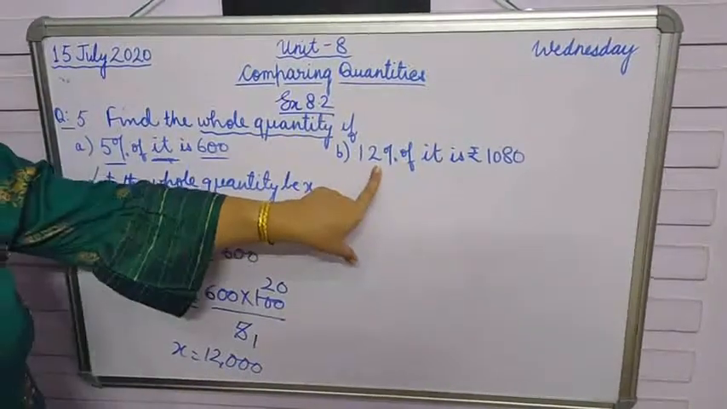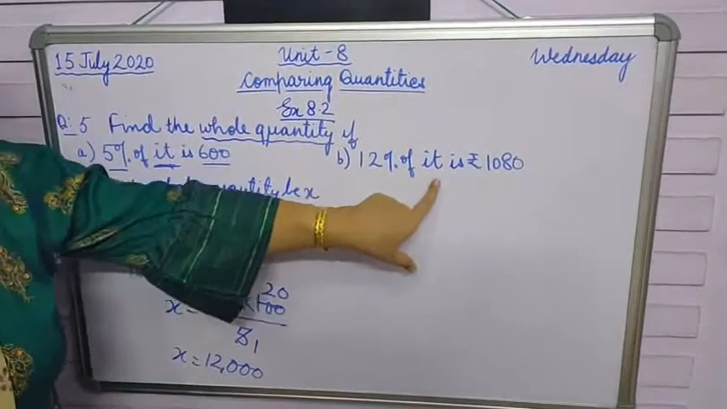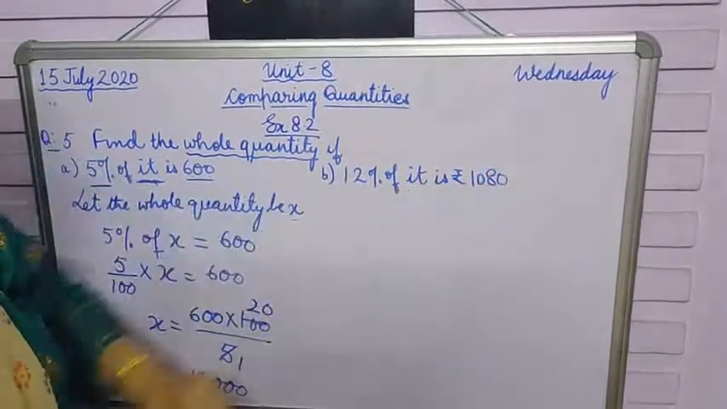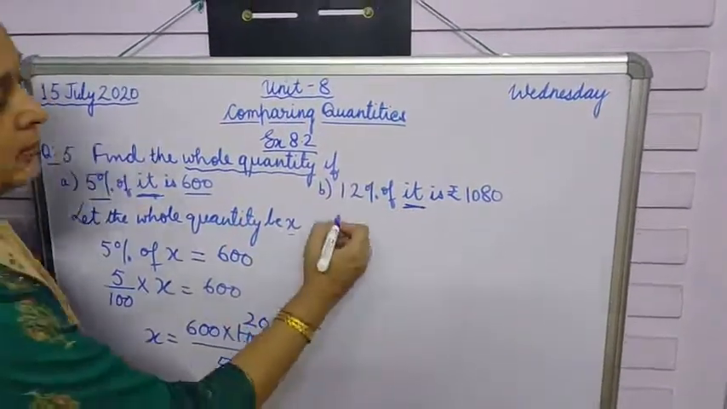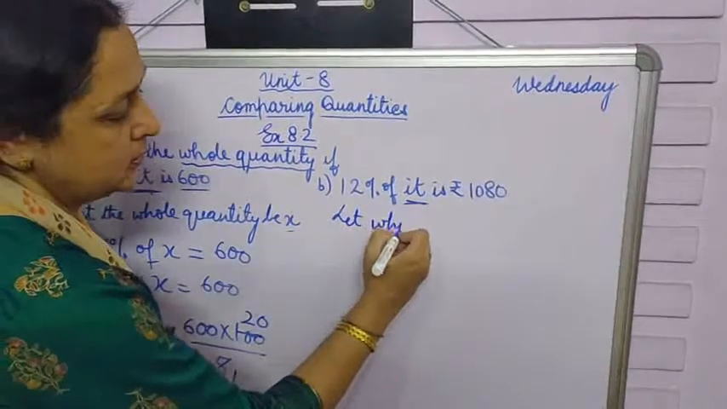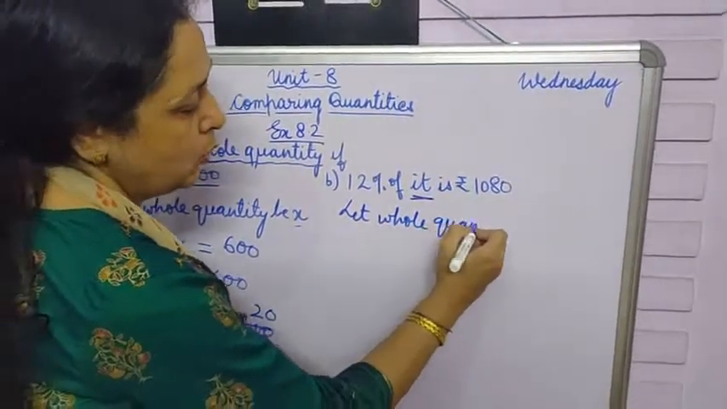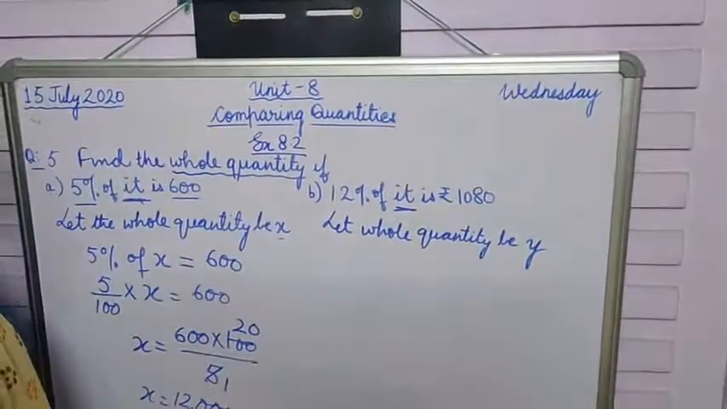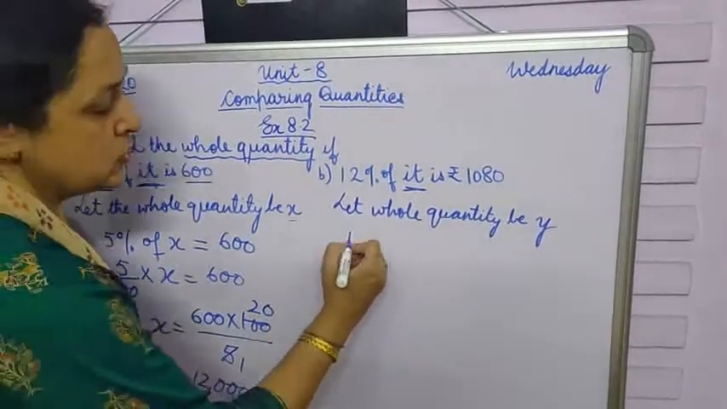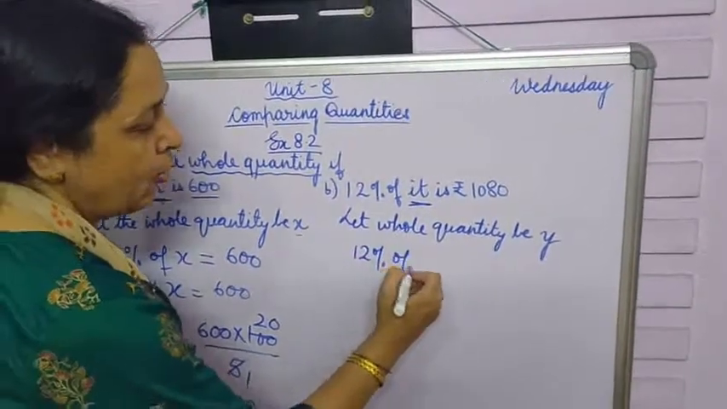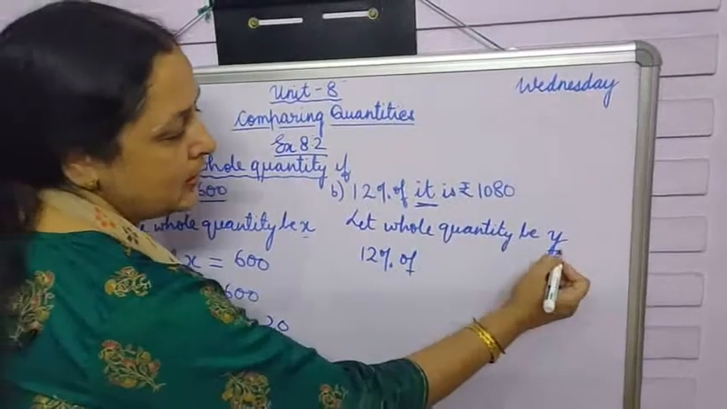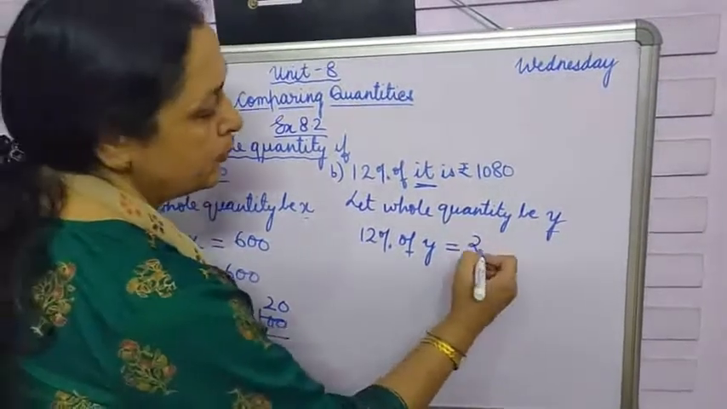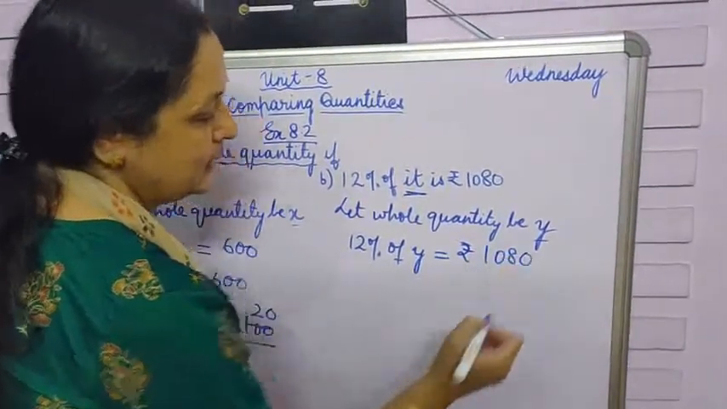Now B part of the question, again same thing. 12% of it is rupees 1080. Now that means again this whole quantity we have to calculate. So let the whole quantity be x or y, whatever you want to take. Now convert this into equation. 12% of it means whole quantity means y, is equal to rupees 1080.